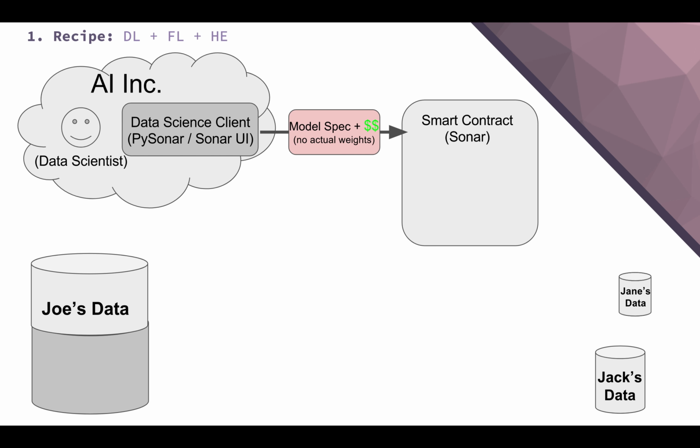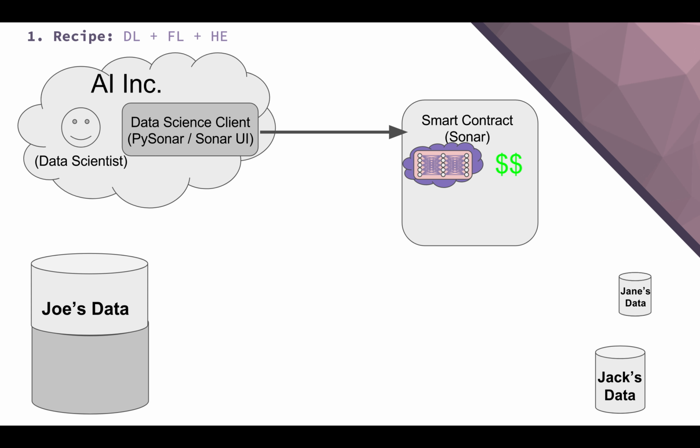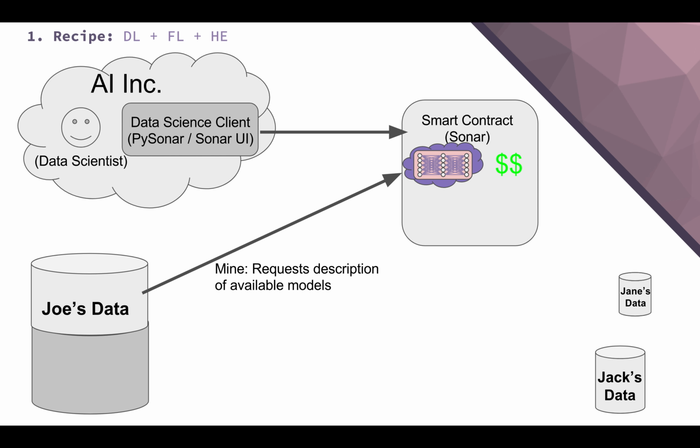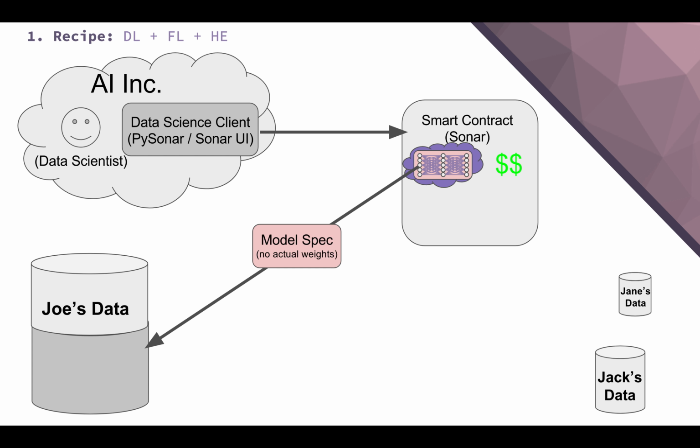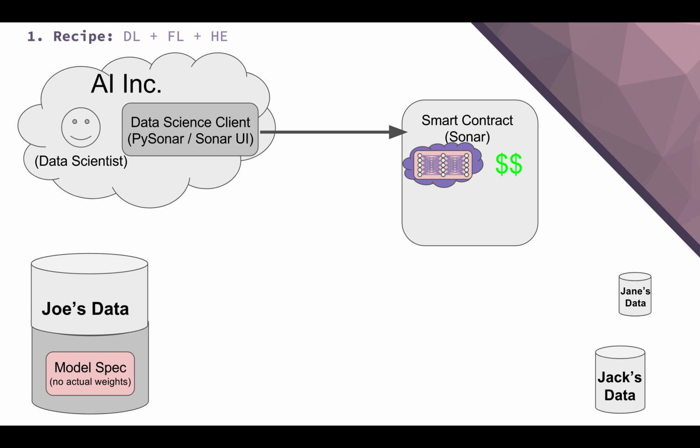So the model specification will now be sent to a smart contract living on a blockchain with a little bit of cryptocurrency. So this is just the model specification. There are no actual weights at this point. This model is now written to the smart contract on the blockchain. Random weights are initialized. The model is now homomorphically encrypted. Joe requests a description of the models available. Model specification is sent down. It's verified to be compatible.